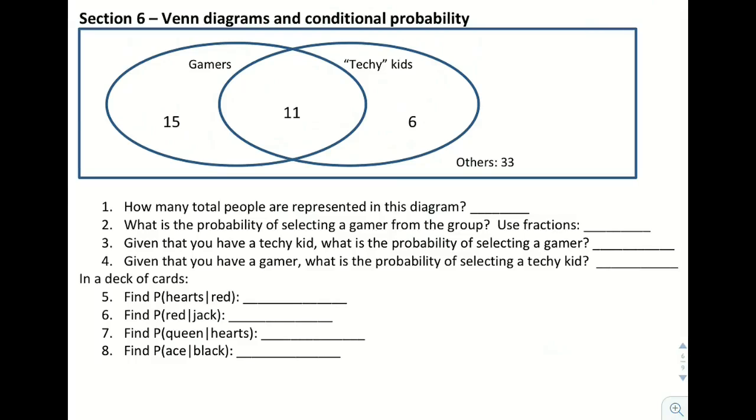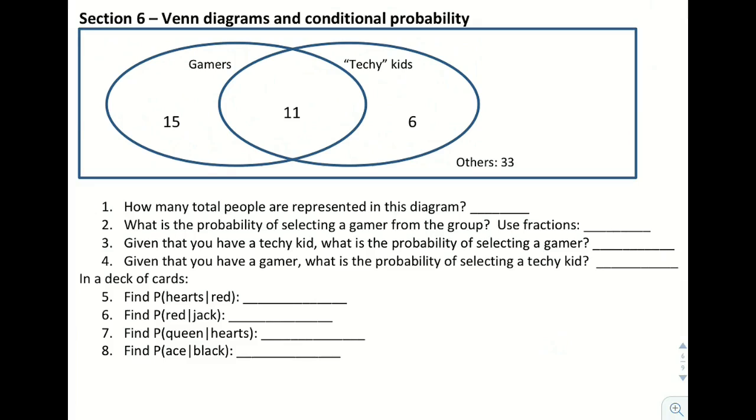We're jumping into section 6 on Venn diagrams and conditional probability. This is one of the more challenging sections out there, so we're going to have to look at all the different notation that we are going to deal with. Let's take this one step at a time and it won't be too bad.